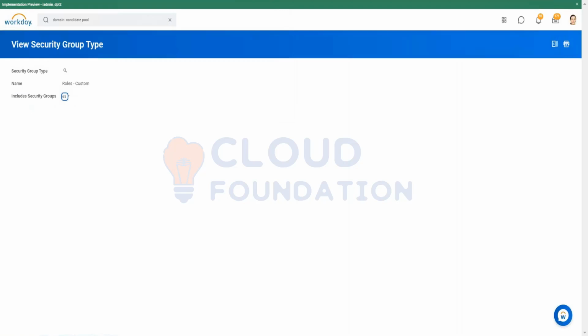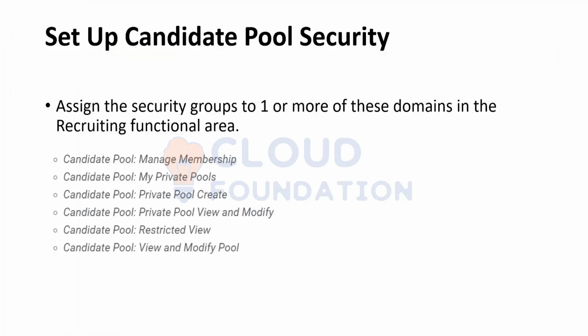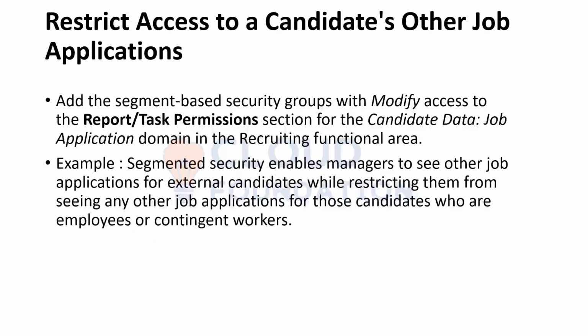So please make note of all domains as well for candidate pool security. Okay, so in future, if any changes are required in the candidate pool aspect, all these domains will be taken into consideration. Similarly, for worker data of a candidate, these many domains will be considered, which are part of staffing functional area. Then recruiting functional area.